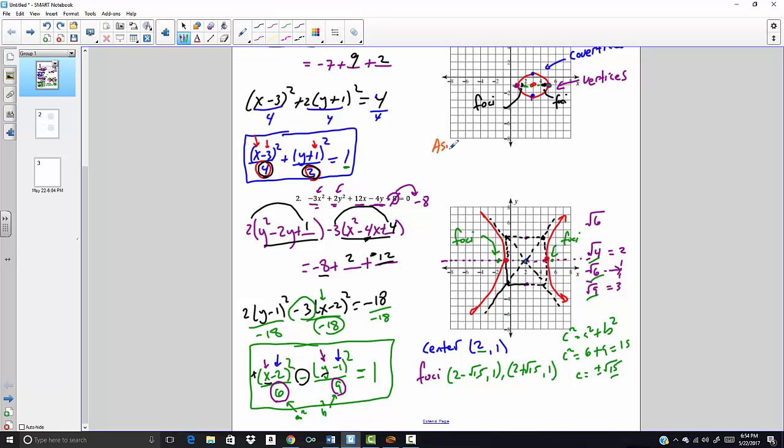So my asymptotes will be found using this equation. Y equals plus or minus b over a times x minus h plus k. If you're not sure what h and k are, it's these coordinates. This is h and this is k. It's the center. Okay, so we know h and k are 2 and 1. B over a is the only tricky part, and that's basically by finding a slope of one of these asymptotes.